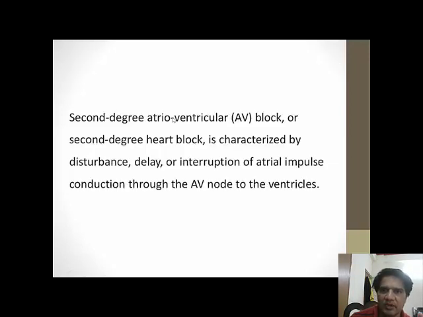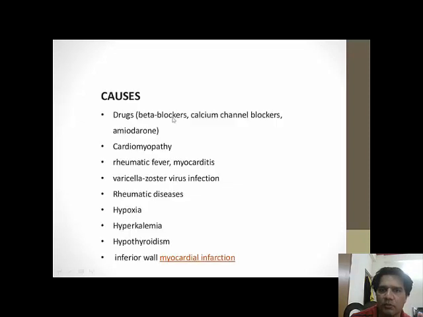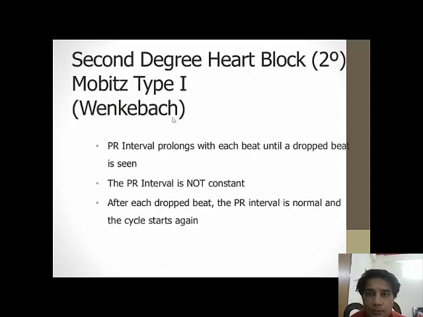In second degree AV block, or second degree heart block, there is disturbance, delay or interruption of AV conduction to the ventricle. The causes are again similar, like beta blockers, but here the heart function is impaired to a higher degree, because the dropping to the ventricle is taking place. There are other infections as well, but again electrolyte abnormality, hypothyroidism, hyperkalemia are very common. So here also we get serum electrolytes, thyroid, we look for ischemia and everything, and we take a drug history. This is very common in the workup of heart blocks.